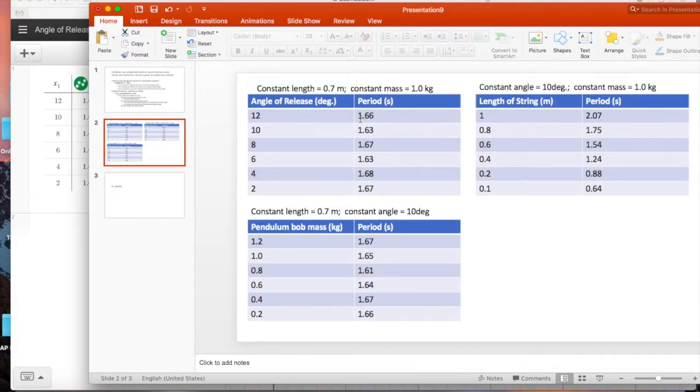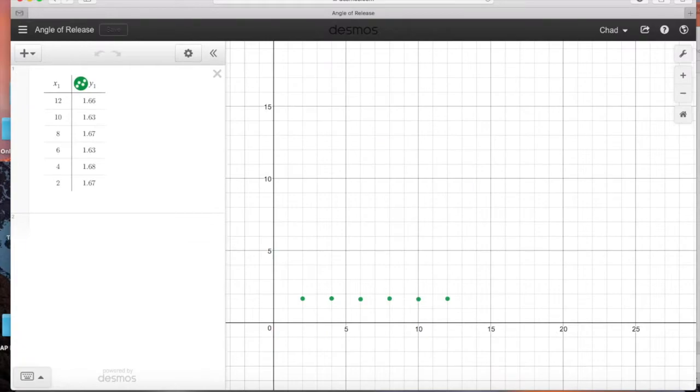We said that we thought there was no relationship between angle and period, nor between the mass of the bob and the period, but we suspected from the data we did seem to see a relationship. The shorter the length of the string, the shorter the period. So we want to show that in a better, more mathematical, more visual way. And so we can make some graphs.